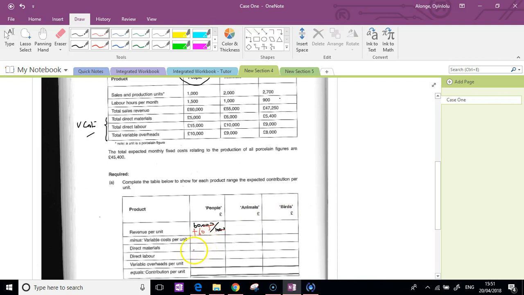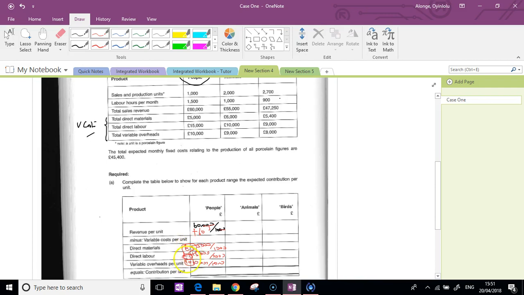Minus the variable cost per unit, and then what does that mean? So variable cost, what we have here, direct materials, you need 5,000 to make 1,000 units, so that's 5,000 over 1,000 units. Direct labor is 15,000 divided by 1,000 units. And the variable overheads are 10,000 divided by 1,000 units. And once we find these, this is a fiver, this is 15, and this is 10, isn't it? So 5, 15, and 10.